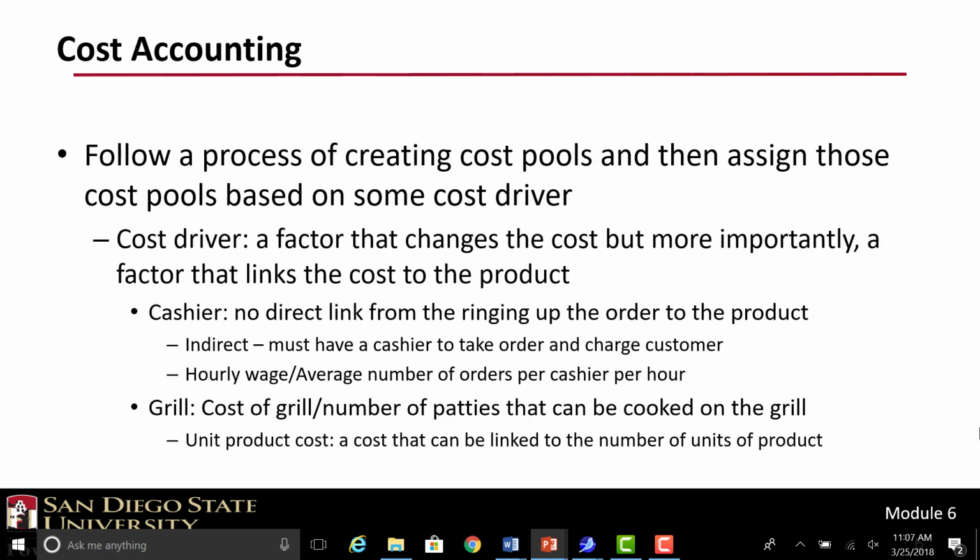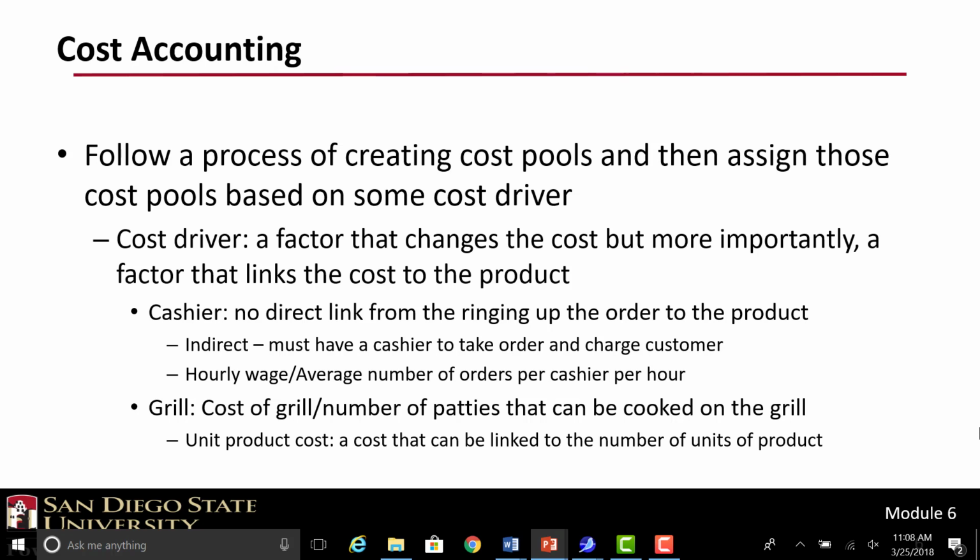So cost accounting follows a process of creating cost pools and then assigning those cost pools based on some cost driver. So what is a cost driver? That's a factor that changes the cost. But to me, more importantly, it's a factor that links the cost directly to the product. Let me rephrase that. It shouldn't be directly to the product because sometimes it's an indirect link.